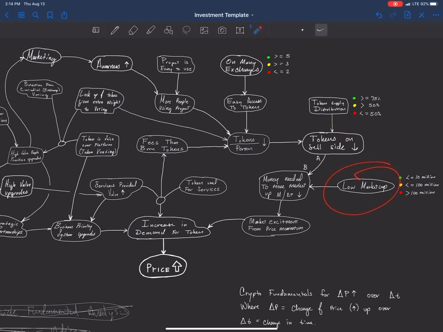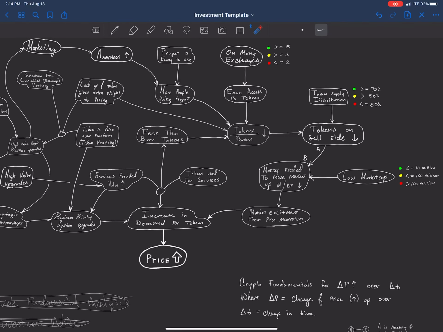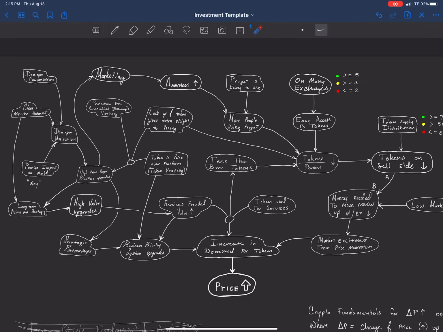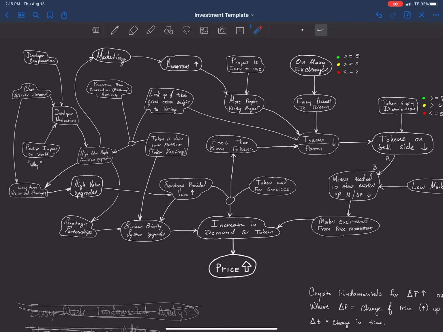Low market cap also contributes to that. You can see that this is my rating system for low market cap: 10 million, 100 million, or over 100 million. That's the criteria I'm going to use for evaluating whether this will be rated well or not. And then here's the market excitement, which leads to increased demand for the token. You can see that good token distribution is going to be evaluated. You can see if there's easy access to the tokens going to be evaluated, such as the amount of exchanges that it's listed on.